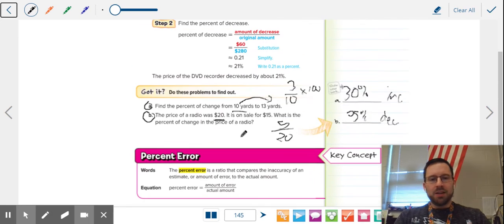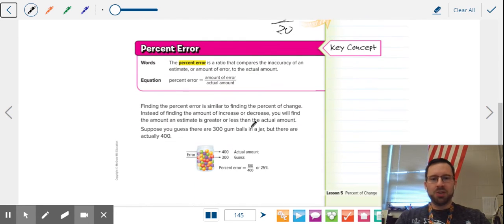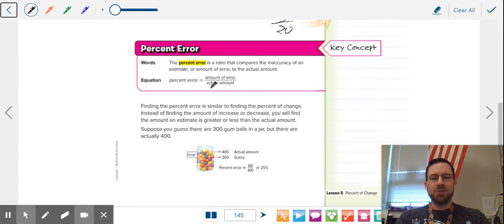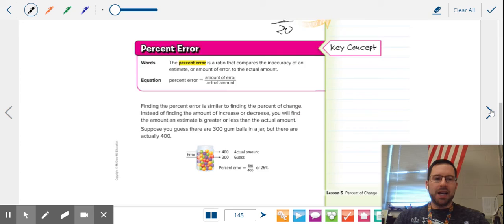Now, when we talk about percent of error, the number one difference is you are still finding the difference. The difference is that instead of comparing to the original, what you started as, you're going to be comparing to the actual amount. In this example, you had a guess of 300 gumballs, but there are actually 400. So it was a difference of 100 over the actual 400. So 100 over 400 is 25% error. As opposed to an increase or decrease, it's always error. So it's the difference divided by the actual amount.